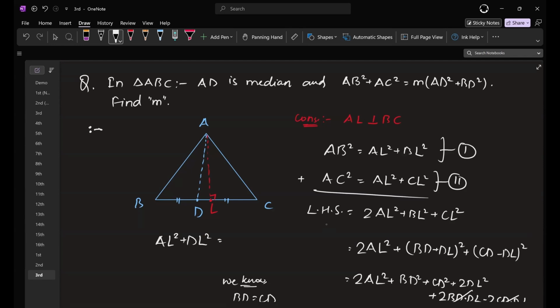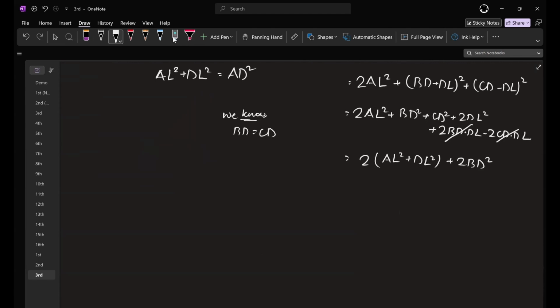Look at the figure. What is AL square plus DL square? It is DA squared, exactly. This is also 90 degrees, right? So in this right angle triangle, this is going to be equal to AD square. We have put AL square and DL square together, so this becomes 2 times AD square plus 2 times BD square. Therefore, M is equal to 2.